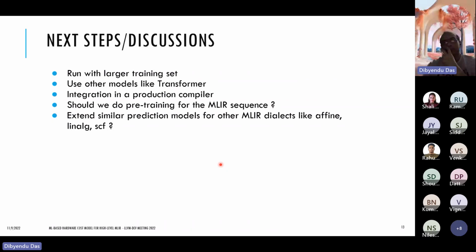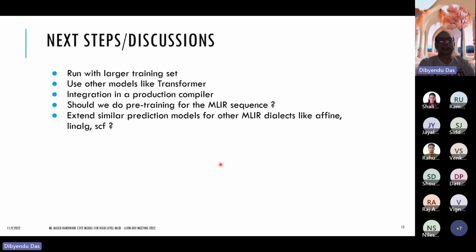We have also started the last part of the work: not just the high-level MLIR model, but even dialects like affine, linalg or SCF, which are lower than the high-level MLIR. There we have loops and some basic control flow, and we want to see whether we can do similar stuff. One big challenge will be that the number of tokens will increase in a big way, probably 10x higher, and we should be able to handle 10K, 20K token text sequences and still do this kind of prediction. So there are challenges of that form also.